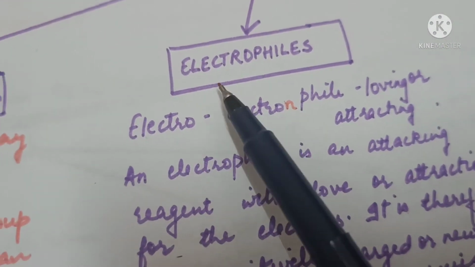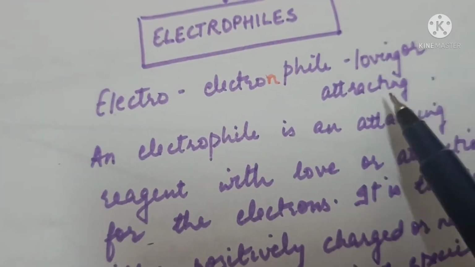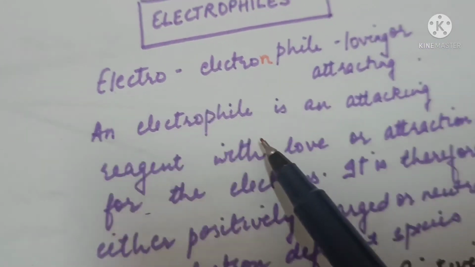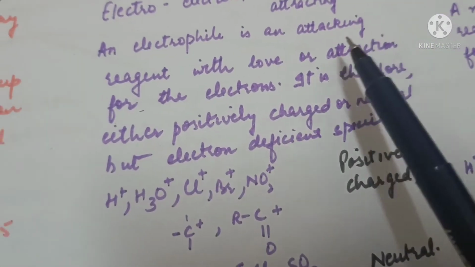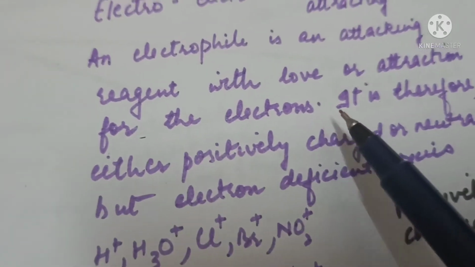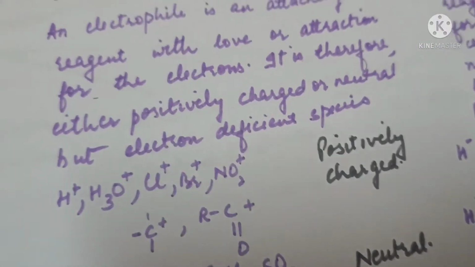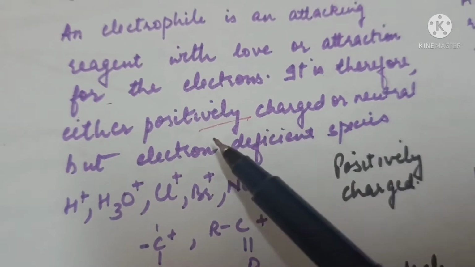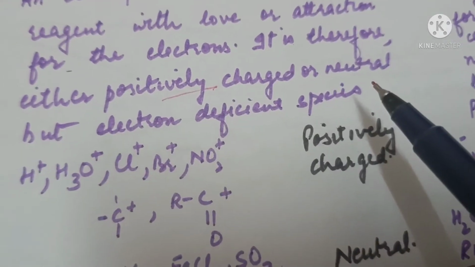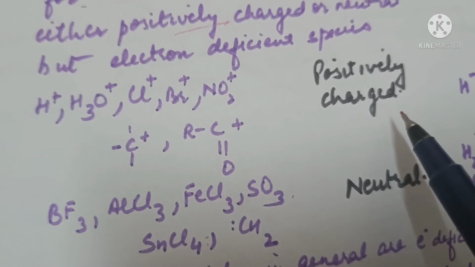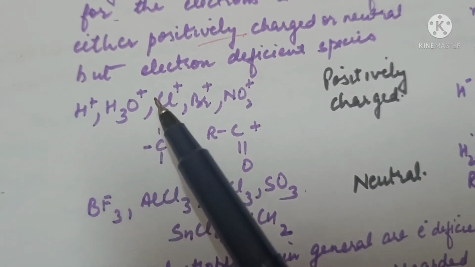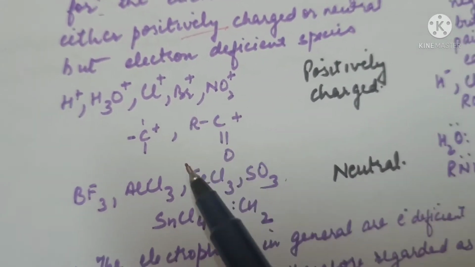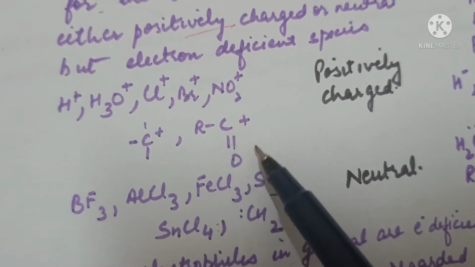Electrophiles, as the name suggests, electro for electron and phile meaning loving or attracting. So these attacking reagents have an attraction for electrons. An electrophile is an attacking reagent with love or attraction for electrons. It will be wanting electrons only because it's either positively charged or neutral but electron deficient. Examples of positively charged electrophiles are H+, H3O+, Cl+, Br+, NO2+, carbocation, then carbonyl carbocation.